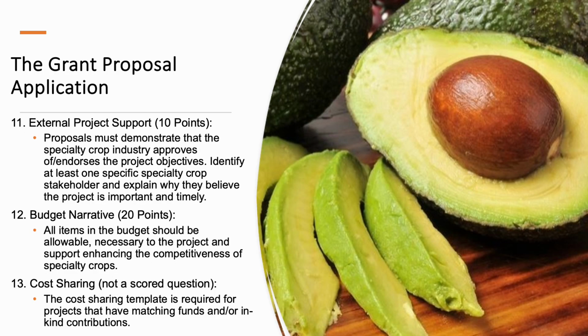Grant proposals should have the support of the specialty crop industry. The external project support is worth 10 points. Here, identify at least one specific specialty crop stakeholder and explain why they believe the project is important and timely. Specialty crop stakeholders are individuals or organizations involved in the specialty crop industry.